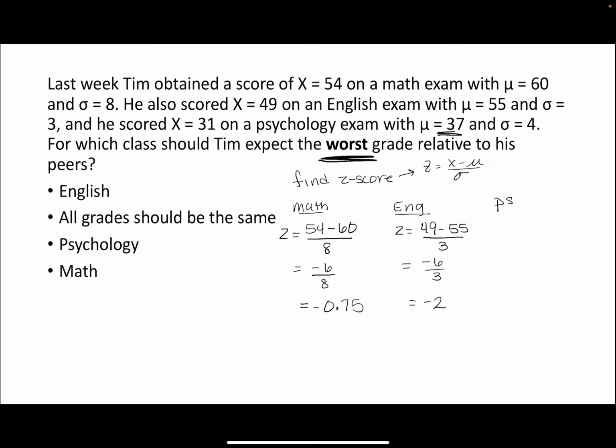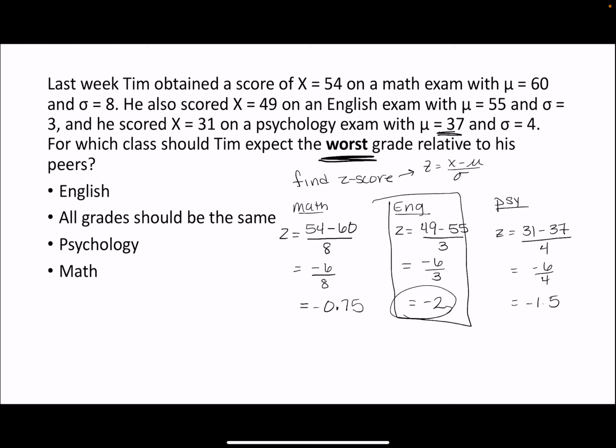So let's look at the psychology exam. Let's see how he did there. So Tim made a 31. The class average was a 37 divided by a standard deviation of 4. So this is going to be -6/4. And -6 divided by 4 is going to be -1.5. So we can see here that the English exam has the lowest z-score at -2, so he did the worst on that lowest z-score.